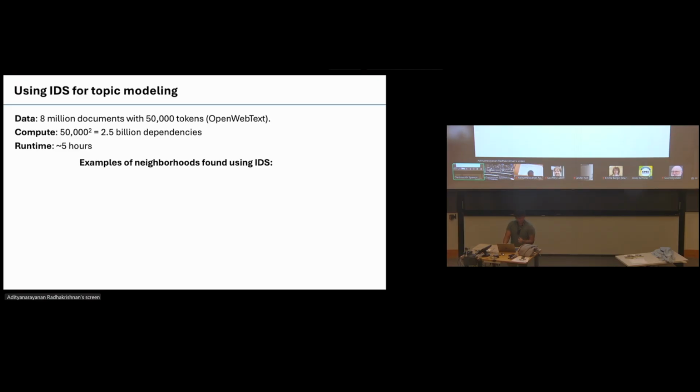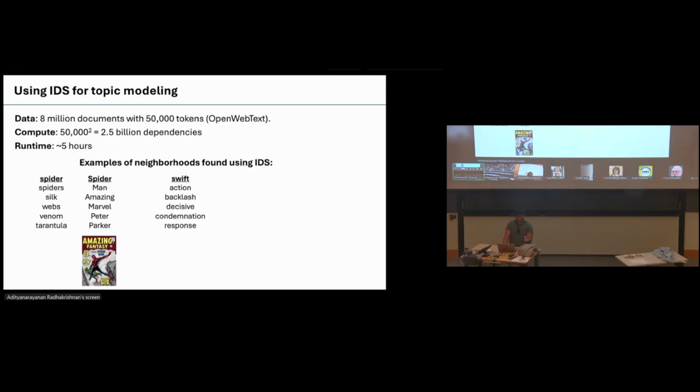So here are some examples that I think are fun when you actually do this at scale. If you look at the word small spider, you'll see this comes out as your top nearest neighbors with IDS. It'll be spider, silk, webs, whatever. If you just change the letter from lowercase s to capital S, you'll see that it's actually going to give you all of Spider-Man. If you do the same thing for Swift, the words that have most dependence on Swift are things like action, backlash, so on. If you do capital S Swift, you'll find, of course, Taylor Swift and her 1989 album.